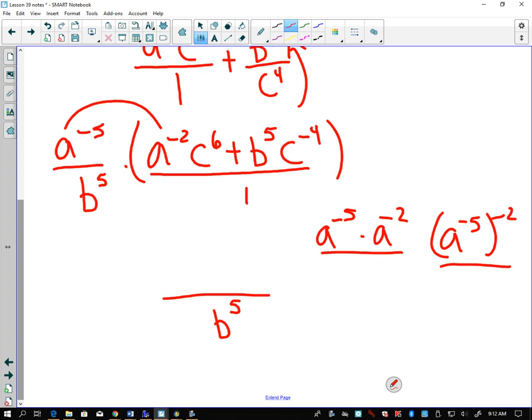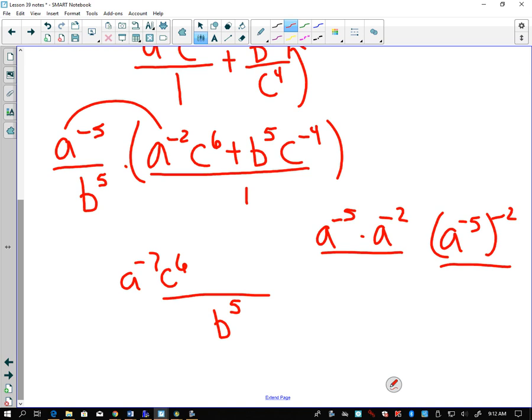So what's a to the negative fifth times a to the negative second? A to the negative seventh. And because this is c to the sixth, it's not like it becomes a to the negative fifth, c to the sixth. It's just a to the negative seventh, c to the sixth. Does that make sense to us? We could do that. We would have got that right.